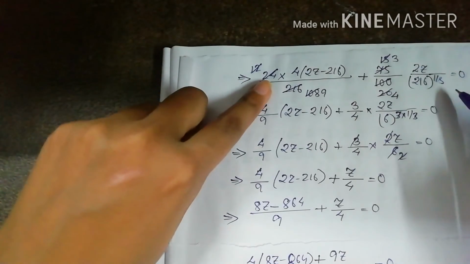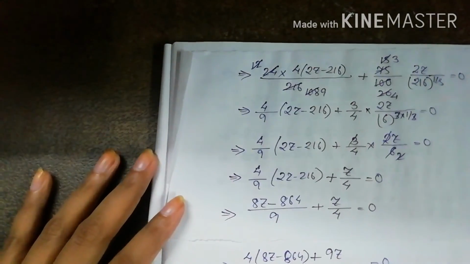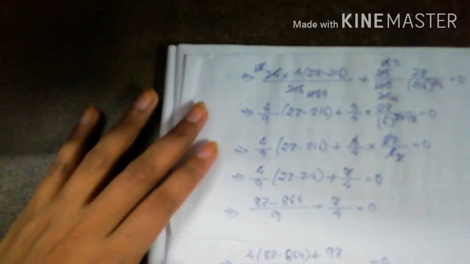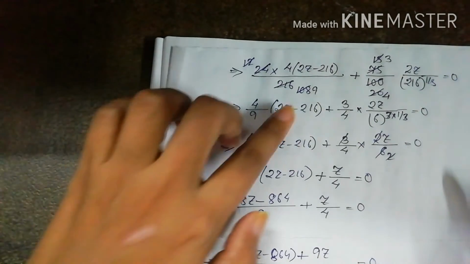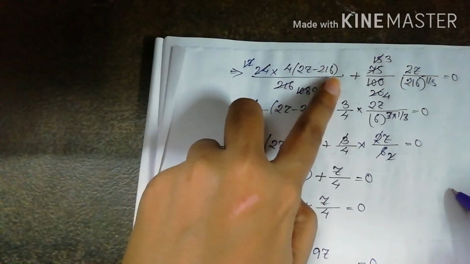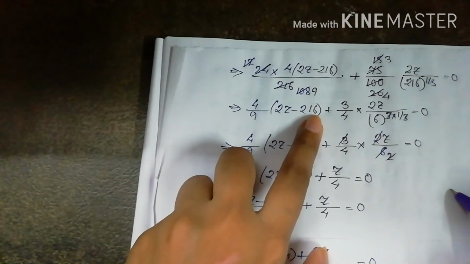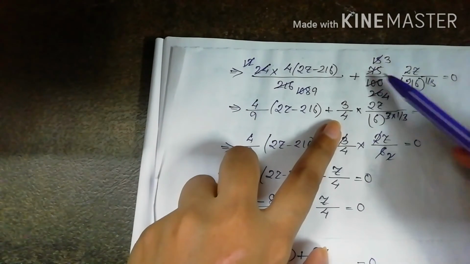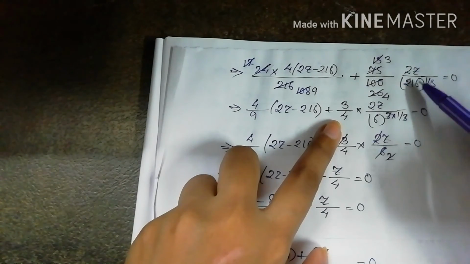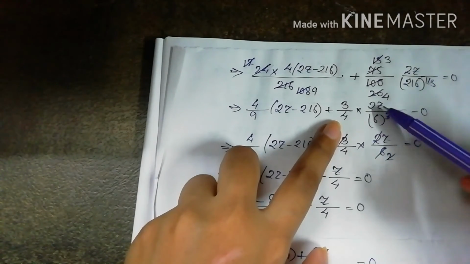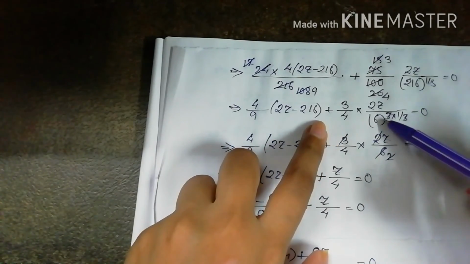Now, cancelling this 24 and 216, 9 times. I have considered 9 times here. So cancelling it 9 times, and the 4 (2Z minus 216) is as it is. So you will get 4 by 9 (2Z minus 216). This is the first term. In the second term, this 75 and 100 will cancel, and it will give you 3 by 4. Those terms are as it is. 2Z by 6 it will be, because 216 is 6 cube, so it will give only 6.